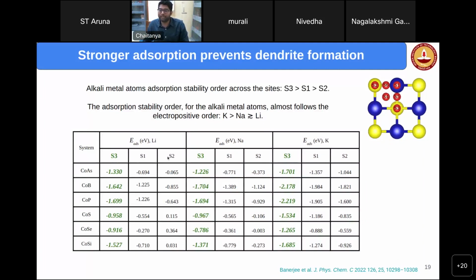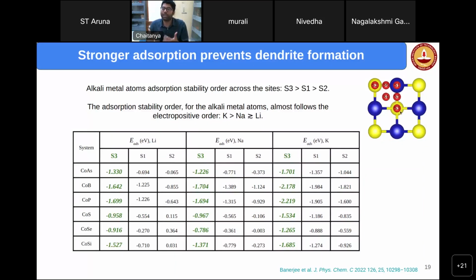Among these 3 sites, S3, S1 and S2, the site S3 is the most stable one. That means if you assume that the material is there, and if you push a lot of lithium atoms, the majority of the time you can expect that they will be adsorbing onto this S3 site. Among the different kinds of metal atoms, these cobalt anti-MXenes have a higher binding energy towards potassium when compared to sodium and lithium. So this is the adsorption energy order across the materials, and when you are considering a specific metal atom, potassium is the one that is strongly adsorbing, and among the sites, it is always at the S3 site.